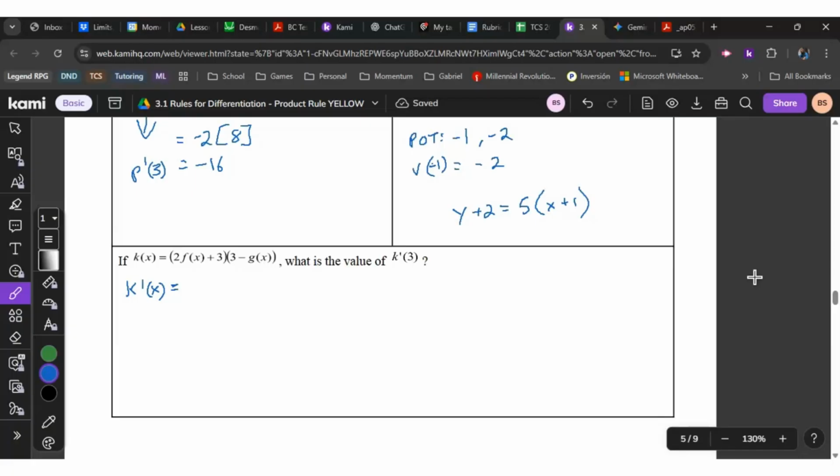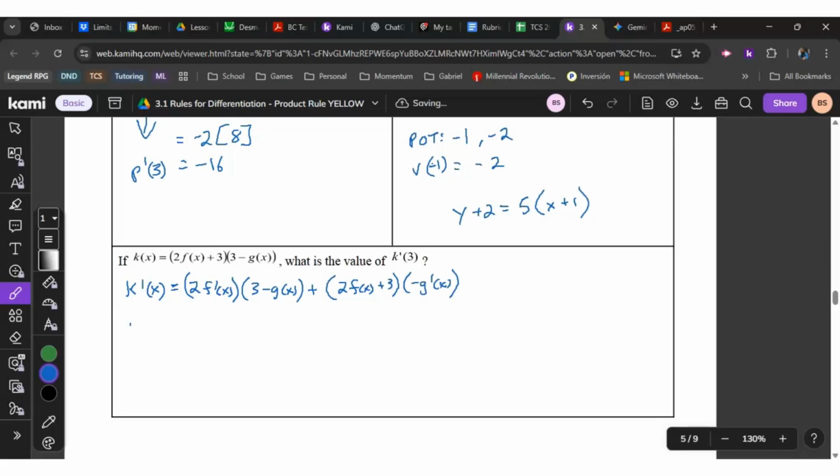All right, let's go through this. So I need to take the derivative of this first part. What's the derivative of 2f of x plus 3? Yeah, 2f prime of x. Good. Multiplied by the second one, which is 3 minus g of x, plus the first one, 2f of x plus 3, times the derivative of the second. What's the derivative of that second bracket? Negative g prime of x. There you go. Good.